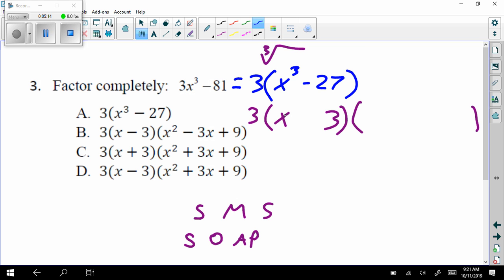So first we got squared, x squared. In the middle we get multiplied, x times 3 is 3x. And then the final s is squared again. We take the 3, we square it, we get 9. Then we fill in our signs with SOAP. SOAP means same, opposite, always positive. So we look at what we factored. We keep the same sign. Then we do the opposite sign. And then the last one is always positive. And that is factored. So our answer is D.